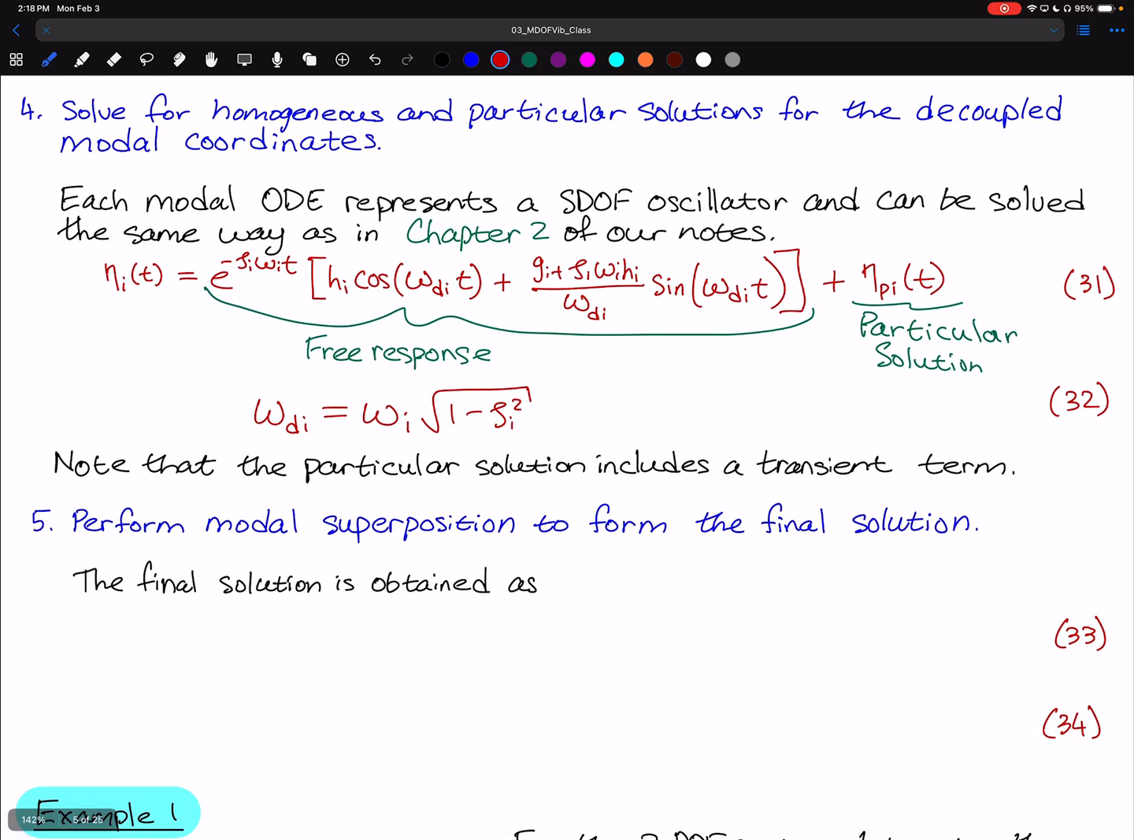Oh, and the particular solution also includes transient terms, which we can't compute unless we know what that applied force is.